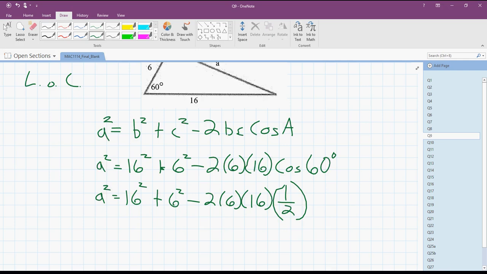Okay? And then all you got to do in the end, well, actually, let's get that number real quick. What do you get when you multiply all that? 50? 16 squared plus 6 squared minus the 2 times the 6 times the 16 times 1/2 is not 50. How much? 196. Should be 196. But remember, that's what a squared is. So it's 14 because you got to take your square root. Cool beans? Just be careful running it in your calculator.